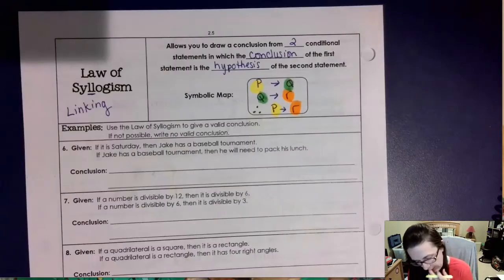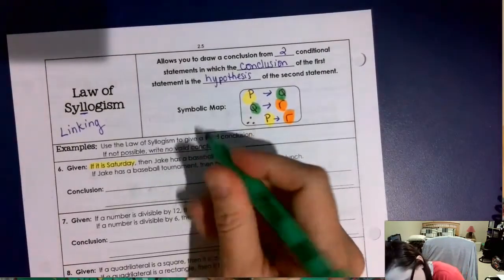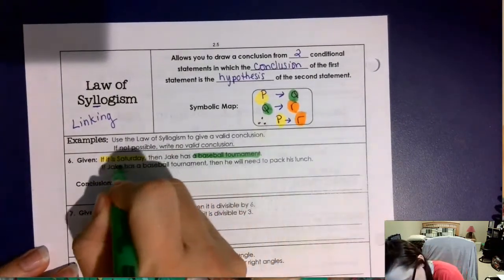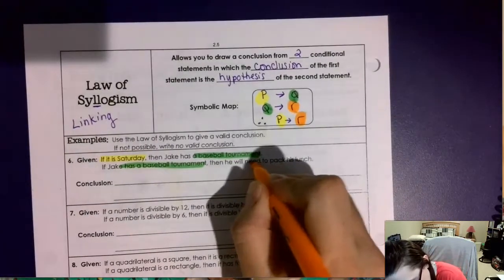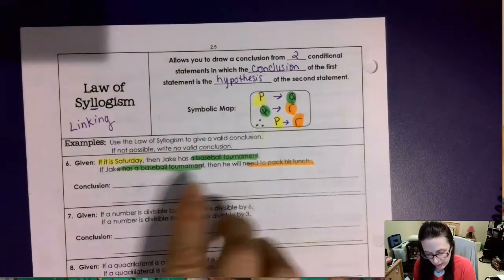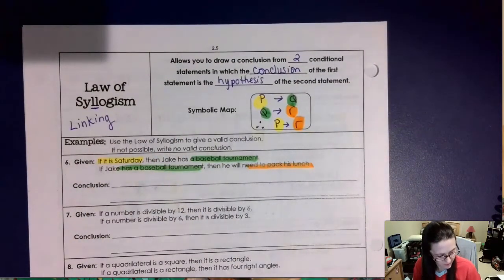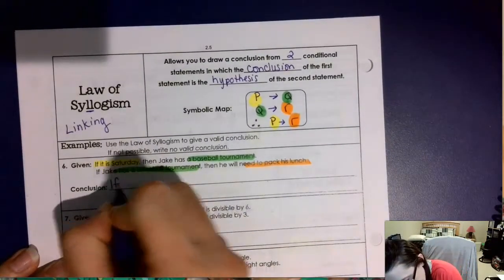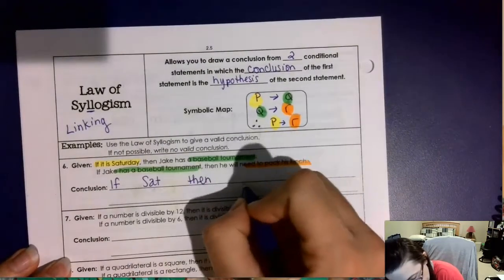So I'm going to highlight: if it is Saturday, then Jake has a baseball tournament. P, Q. If Jake has a baseball tournament, okay, Q, then he will need to pack his lunch, R. There we go. So if P then Q and if Q then R, I know that if it's Saturday, then I can conclude all the way to the end that he needs to pack his lunch. So I'm going to say if it is Saturday, then he packs his lunch.